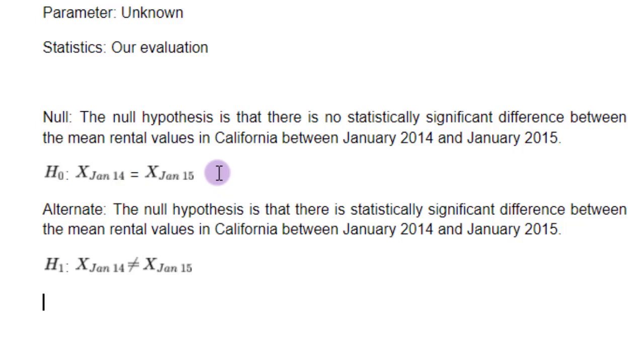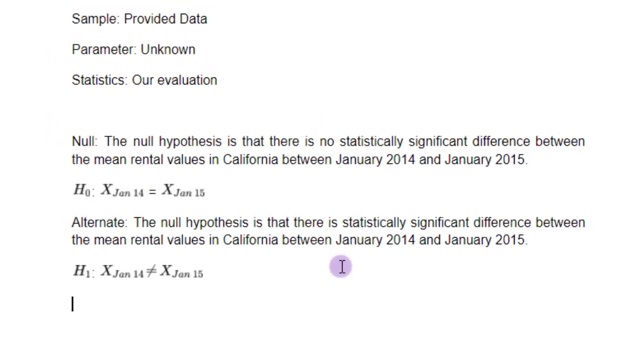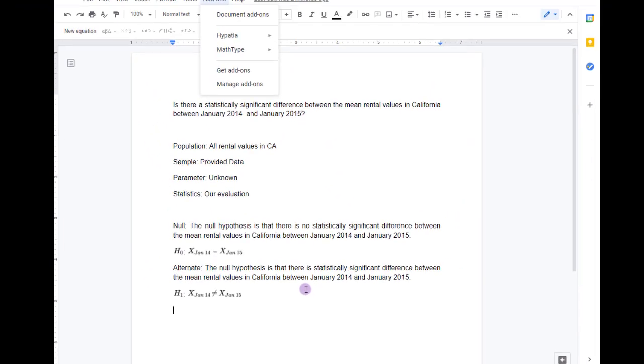So that's how I would write my null: the population mean of the rentals is the capital X, the big X, in January 2014 is the same as the mean in January 2015. And here we have that the mean is different in January 2014 than it is in January 2015. We say "is the same" by using an equal sign and "is different" by using the not equal sign. And it looks really great using the notation. So we're done with that part.